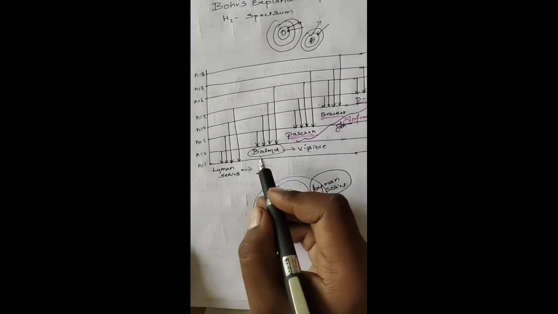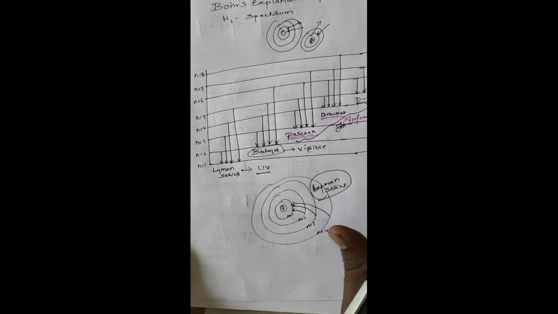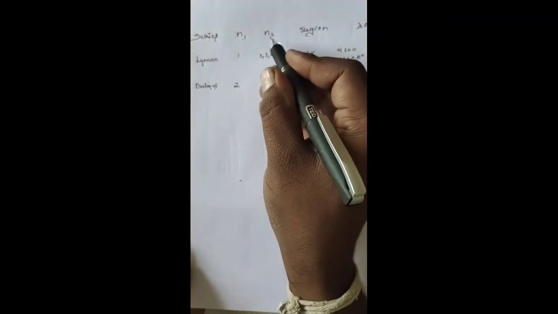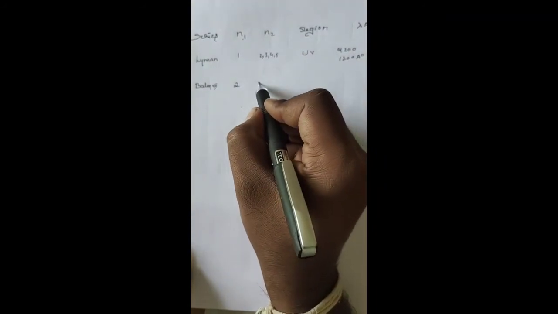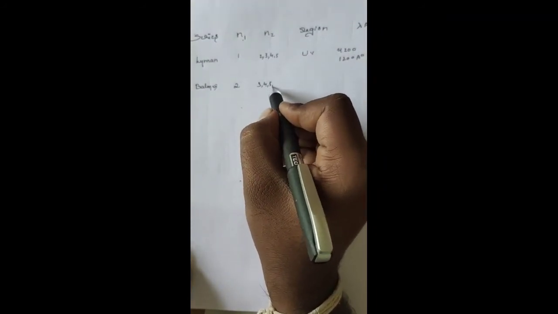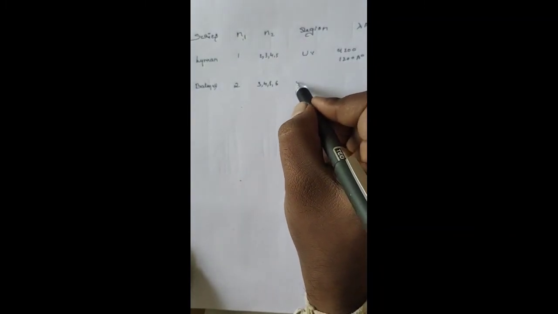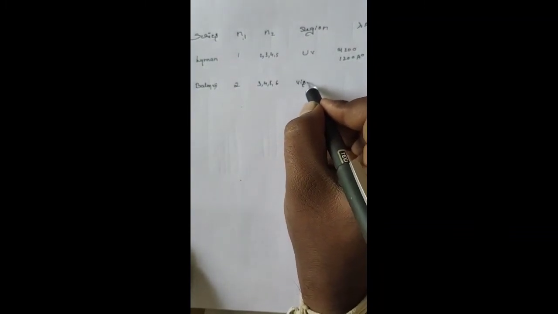Next, the Balmer series. The initial n1 is 2. n2 is nothing but 3, 4, 5, 6. It's seen in the visible region. Its range is 4000 Angstrom to 6000 Angstrom.